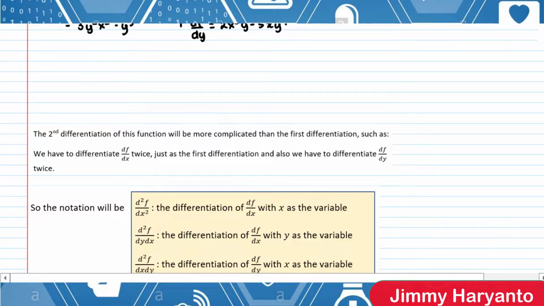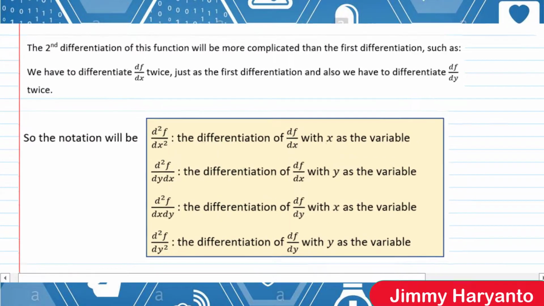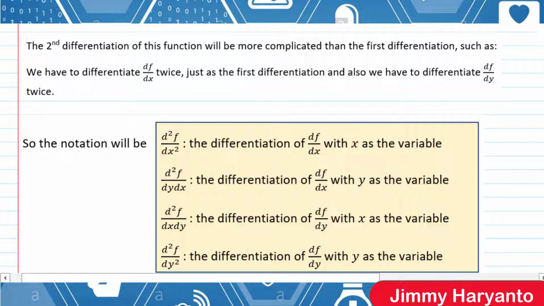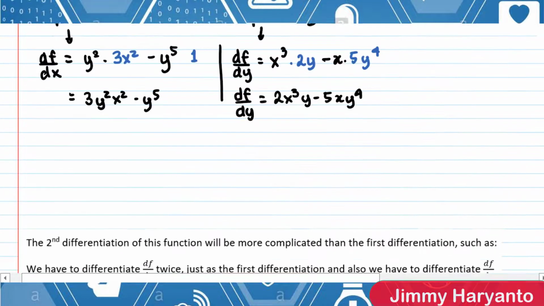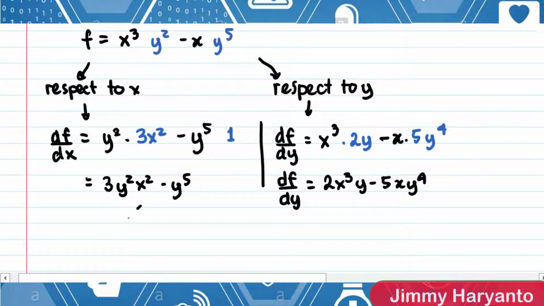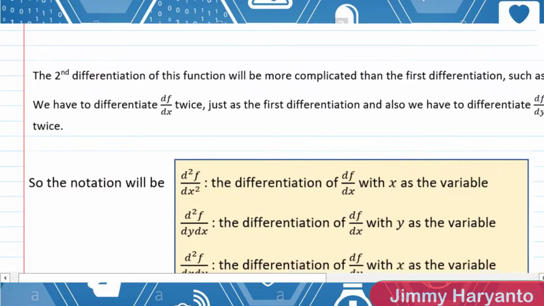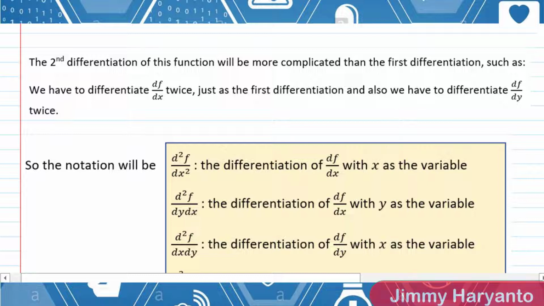Okay, next is example 2 is the same. Oh, not yet, yeah. So the second differentiation of this function will be more complicated than the first differentiation, such as we have to differentiate the first differentiation of x ya with respect to x twice again. Jadi kayak satu differentiation yang tadi kan kita differentiate udah 2 kali nih ya. Nah ini tuh nanti di differentiate lagi 2 kali, ini 2 kali juga gitu. Jadi agak repot guys. Ya, just as the first differentiation. And also we have to differentiate df over dy twice again. Jadi kita harus ngelakuin 4 kali ya.